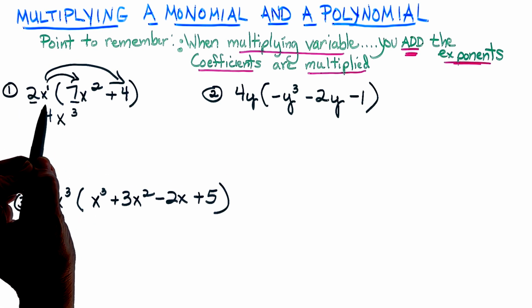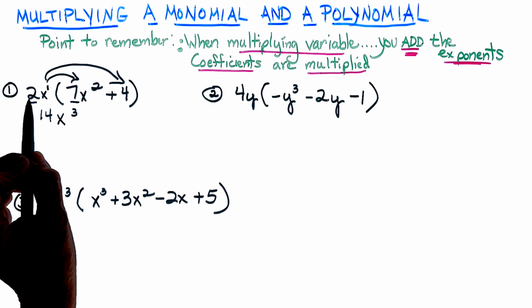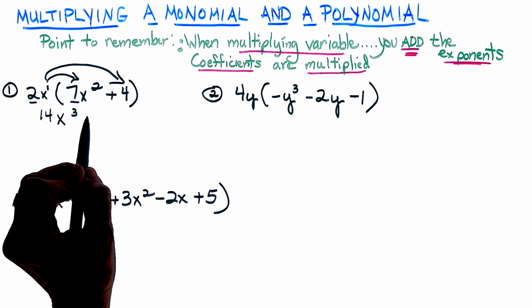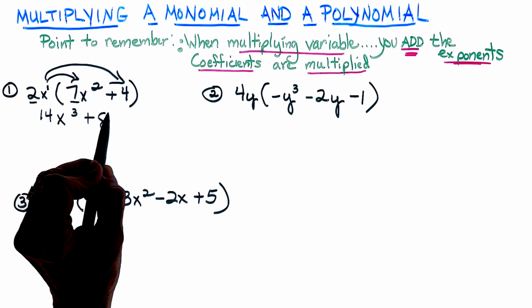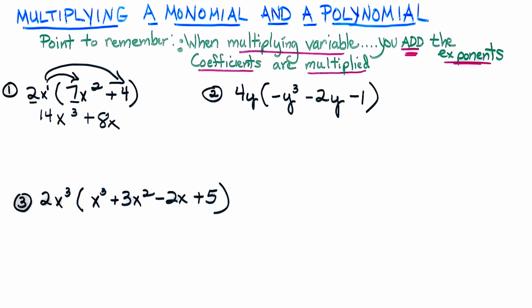So now we're going to multiply our 2x times 4. Well, 2 times 4, here's my plus sign, is 8. And there's no other variable, so we're just going to write plus an 8x.